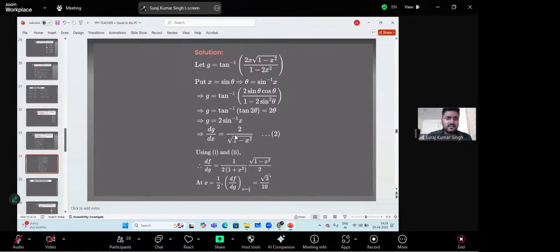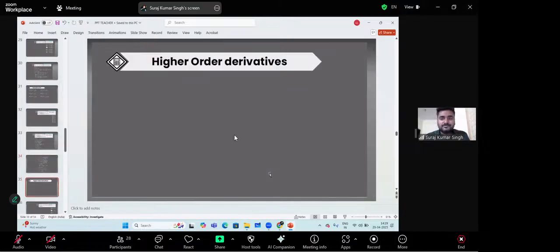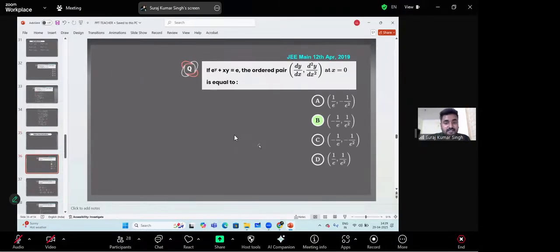So again, I can realize that this is a little bit good question, but not a very lengthy or very difficult question. If the students are doing the practice, they can easily achieve this problem also. Okay, let's come to the higher derivatives also. What is a higher derivative? It means double derivative, triple derivative, like that problems.